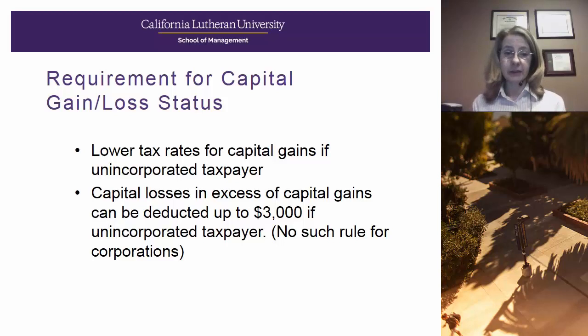So what about losses? Losses have a slightly preferential treatment, but not as good as the preferential capital gain rate treatment. So capital losses can offset capital gains in an unlimited amount. So you have $1 million of capital gain, $1 million of capital loss, you offset the two, and you have zero net capital gain income.